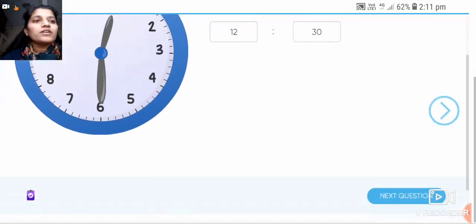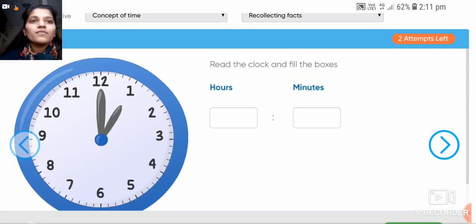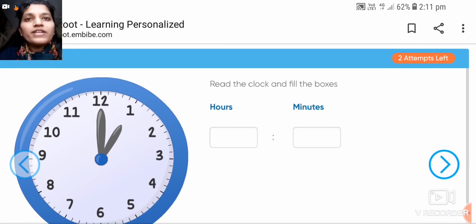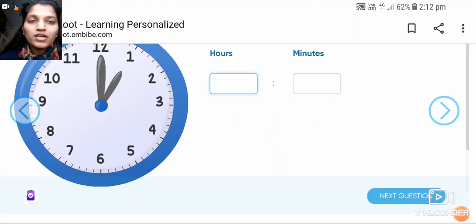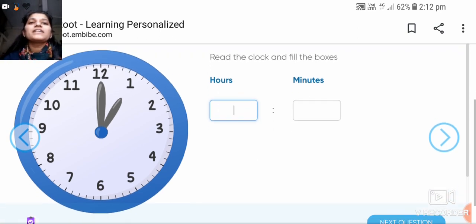Let's solve one more example. Yes, students, this is very easy. We can see that our hour hand is on 1 and the minute hand is on 12. This is just our basic concept, the introduction to time, which we have learnt in third standard also. So here we can see 1 hour and minutes will be 0. Now students, why are we going to write 0 minutes? Because we have completed 1 hour only, and after 1 hour we have not completed a single minute, as we can see that the minute hand is on 12.